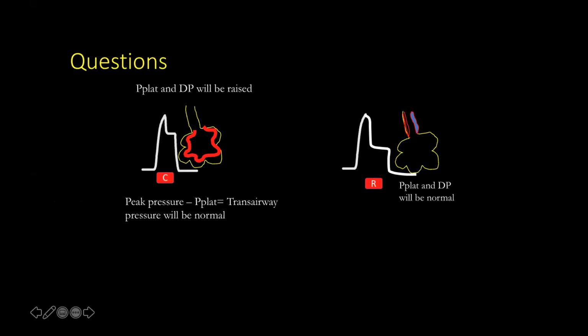So this is the difference. When the lung compliance is reduced, plateau pressure will go up. If there is an expiratory flow limitation like bronchospasm, the peak pressure goes up. The difference between peak pressure and the plateau pressure is the, what is it? Trans airway pressure.